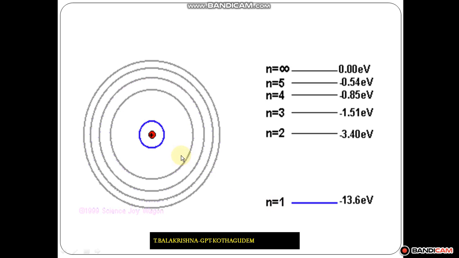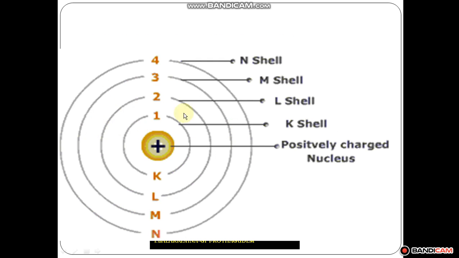n equal to 1 is the first orbit, n equal to 2 is the second orbit, and n equal to 3 is the third orbit. Note there is a difference between orbit and orbital. It is also represented in this manner, around a positively charged nucleus. n equal to 1 is the first orbit or K shell, n equal to 2 is the second orbit or L shell, n equal to 3 is the third orbit or M shell, n equal to 4 is the fourth orbit or N shell. So it is an orbit, not an orbital.